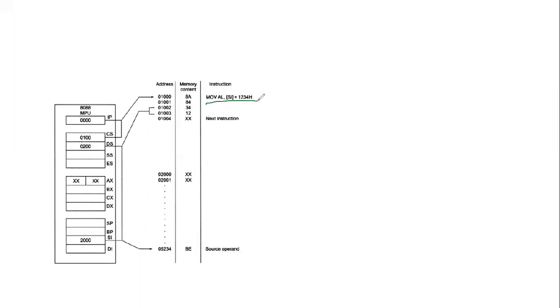This is the instruction which is given here. Let me write it for you: MOV AL, [SI + 1234H]. SI is used. SI is basically our index register, and the value of SI is given here as 2000, and the displacement is a 16-bit displacement given, which is 1234. This is a memory location because there is a square bracket, and indexed addressing mode is used because index plus displacement is shown here.